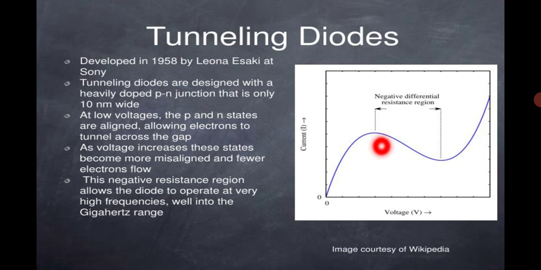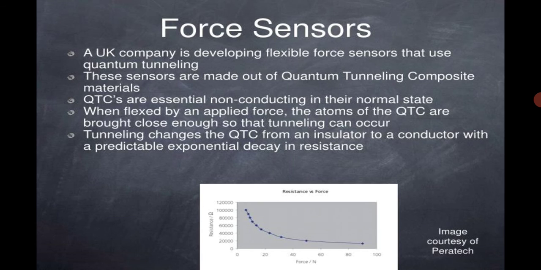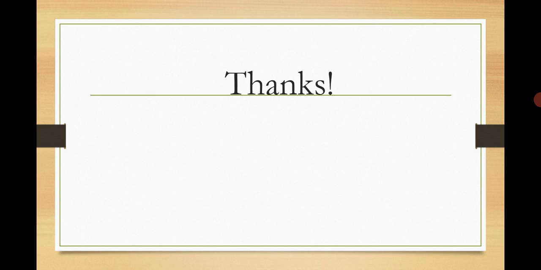Here we can observe the negative resistance region. Up to this point it shows positive resistance, just like V equals IR. But from this point to this point, though the voltage is increasing, the current is decreasing, and that's why this region is called the negative differential resistance region. After this point, the current again increases. This negative resistance region allows the diode to operate at very high frequencies, well up to the gigahertz range, and as we know, the gigahertz range is very high. This can also be utilized in force sensors. Thank you very much.